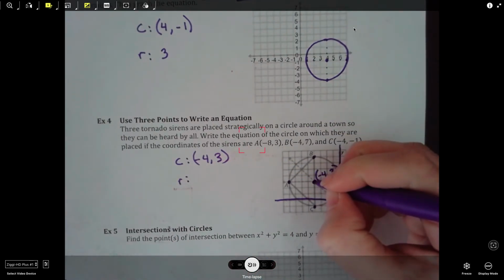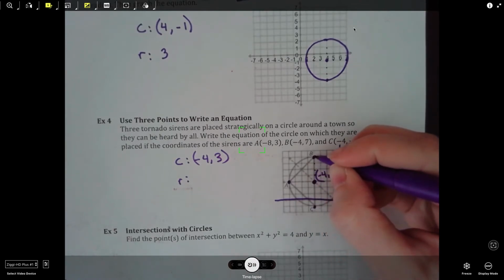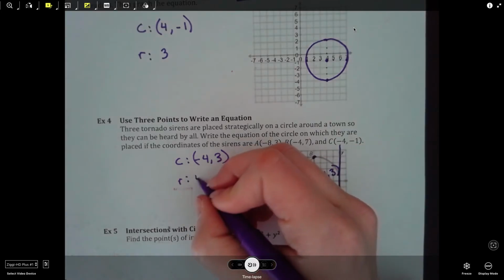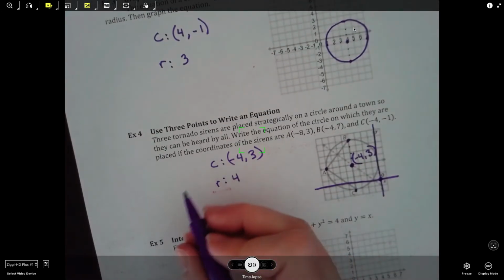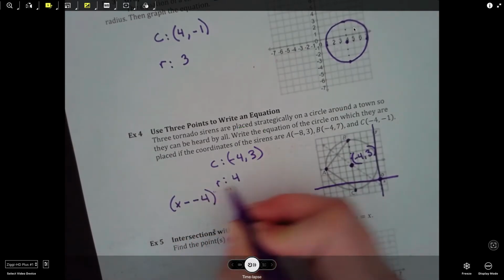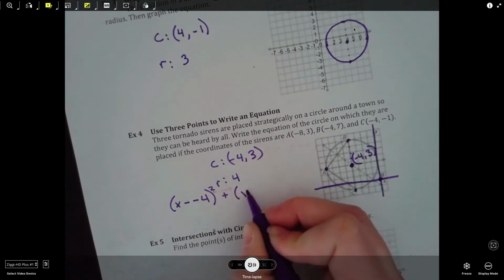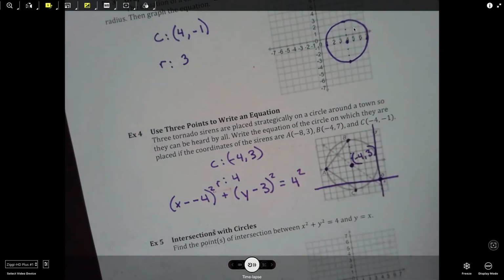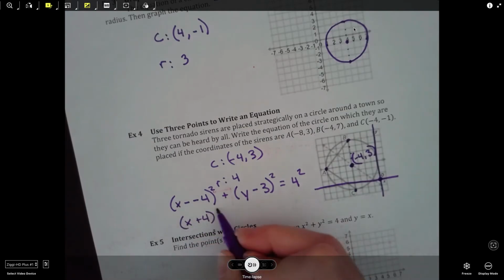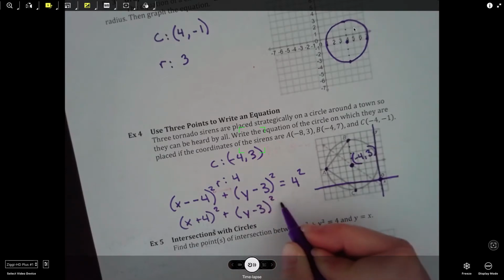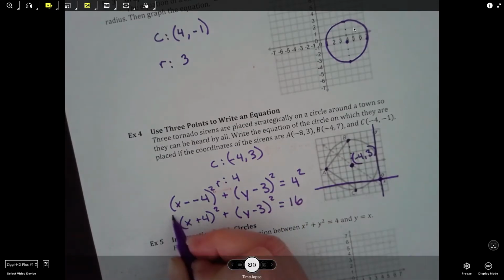From this point, it's going up 1, 2, 3, 4 units. It should be going 4 units in all directions, all the way around. So the radius is 4, and then I just write the equation of my circle. So x minus h, x minus a -4 squared, plus y minus 3, the k value, squared, equals 4 squared. Right? X minus a -4 is going to be x plus 4 squared, plus y minus 3 squared equals 16. And this is the equation of that circle.